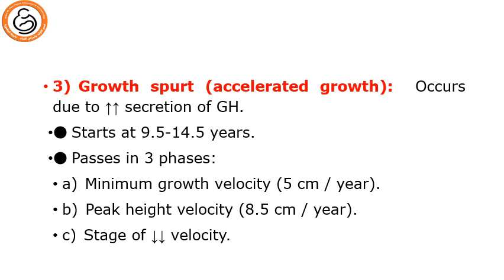The third event is growth spurt, which is called accelerated growth. Occurs due to increased secretion of growth hormone. Usually starts by the age of 9 and ends by the age of 14.5. It passes into 3 phases. Minimum growth velocity with a rate of 5 centimeters per year, and then we have the peak velocity up to 8 centimeters per year, and this then declines within the stage of decreased velocity.